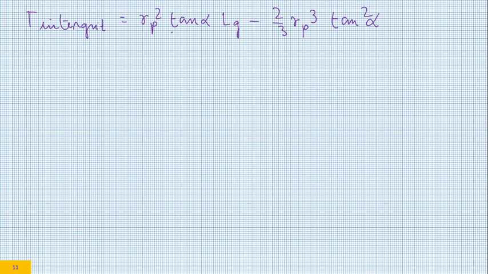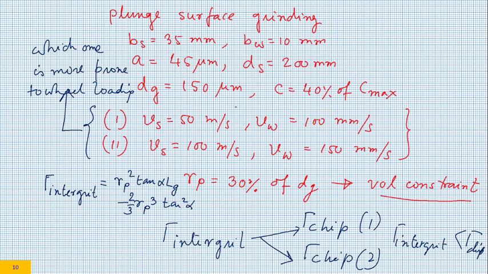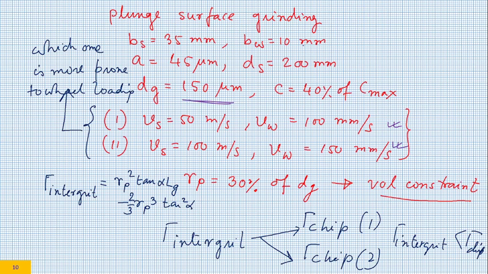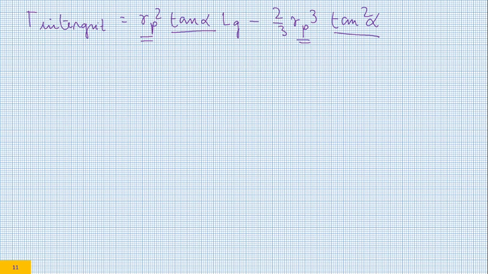In this equation, tan alpha is not changing. Is Rp changing? From case 1 to case 2, dg value is not changing. dg value is same, so even Rp is not changing. What about Lg? Lg is also not changing. C is outside, so it is not changing. So this expression of intergrid is same whether it is case 1 or case 2. So there is no need to calculate it at all.